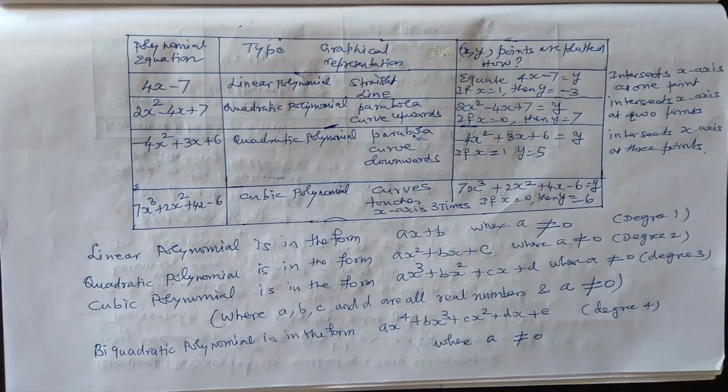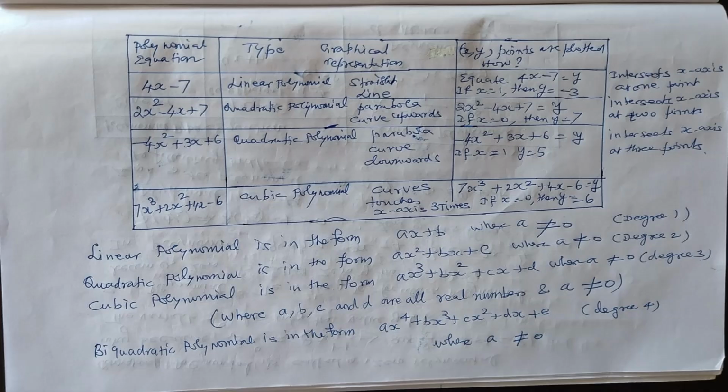Cubic polynomial 7x to the power of 3 plus 2x to the power of 2 plus 4x minus 6 curve touches the x-axis 3 times. Let us say 7x cubed plus 2x squared plus 4x minus 6 is equal to y. If x is equal to 0, then the y coordinate becomes minus 6. Then, in a linear polynomial, the straight line intersects the x-axis at one point. In a quadratic polynomial, the curve intersects the x-axis at 2 points. In a cubic polynomial, the curve touches or crosses the x-axis 3 times.